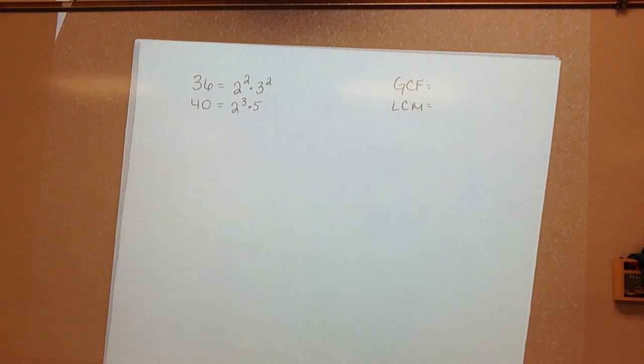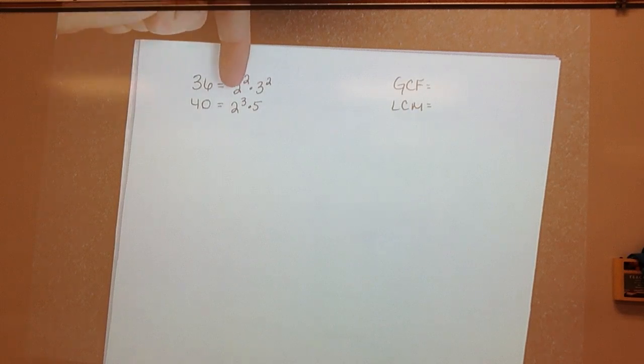Alright, so let's say I want to deal with GCF first. I can find the GCF of two numbers by looking at the product of the largest power of each prime that is a factor of both of those numbers. So let me show you what I'm talking about.